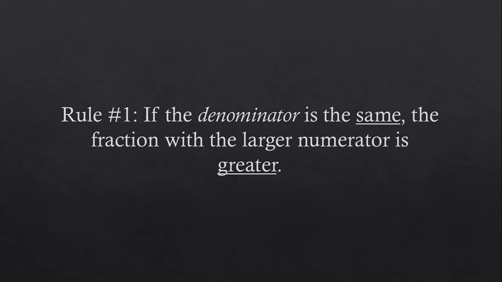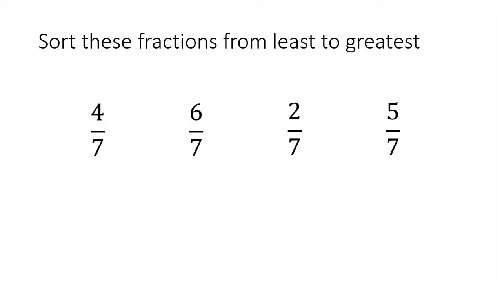So let's apply that with an example of sorting. It asks me to sort these fractions from least to greatest, and they all have the same denominator, so all I need to worry about is the numerator. Which one has the least number of pieces shaded in? Well, that would be 2/7. It has the smallest numerator, so let's move that to the beginning.